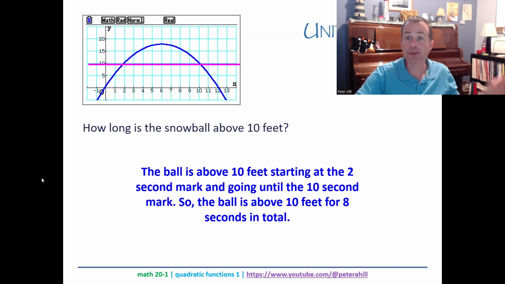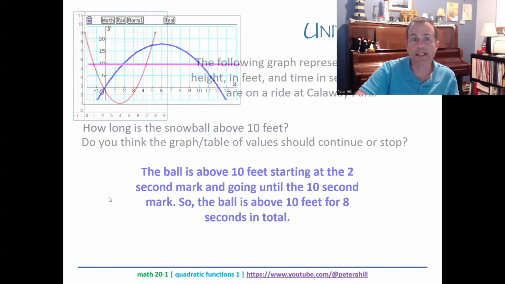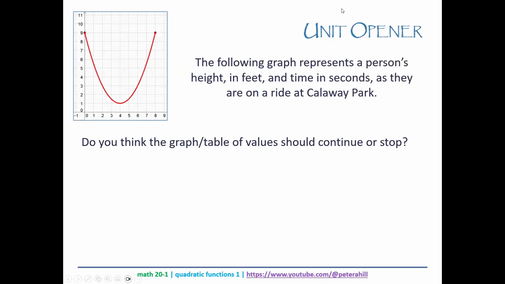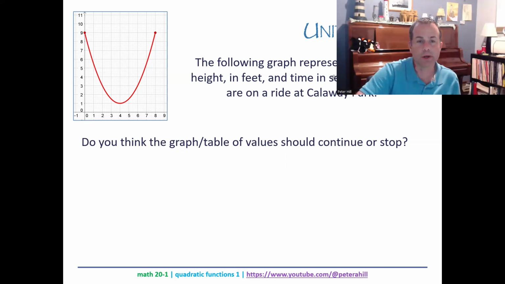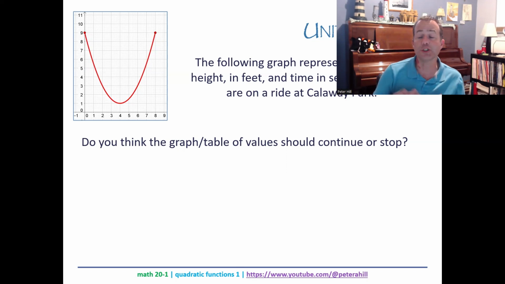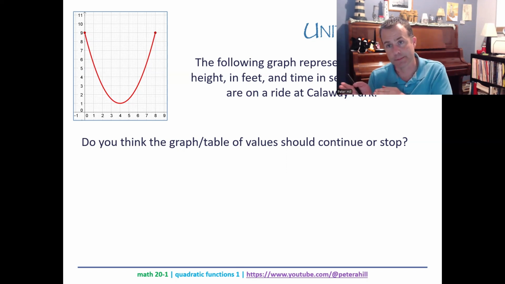All right, great. That was our first kind of contextual question. Now we're going to switch the context and do similar questions, but in a slightly different context. So I'm going to hide my face here so I can read the question to you. The following graph represents a person's height in feet and time in seconds as they are on a ride at Calaway Park. Do you think the graph and table of values should continue or stop? Again, this should stop because we're talking about a ride. Rides don't just go on for eternity. There is a start to the ride and there is an end to the ride.